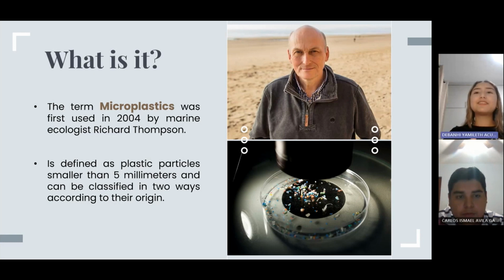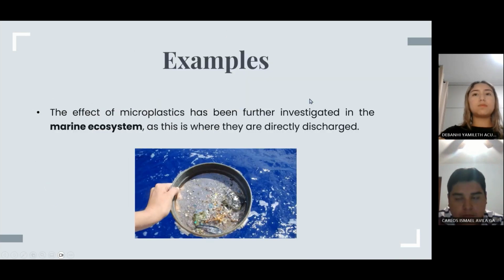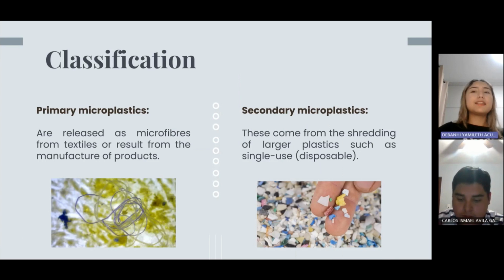Let's first talk about what we mean by microplastics. The term microplastics was first used in 2004 by marine ecologist Richard Thompson. Microplastics is defined as plastic particles smaller than 5 millimeters and can be classified in two ways according to their origin. The classification is primary and secondary microplastics.